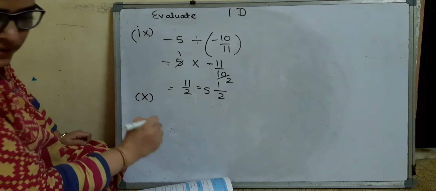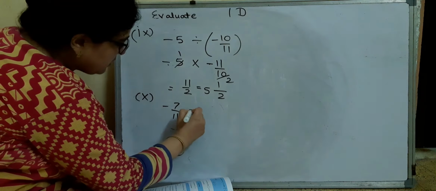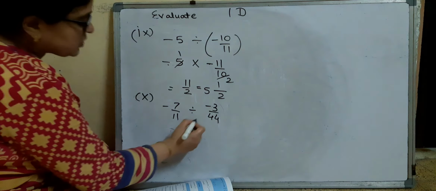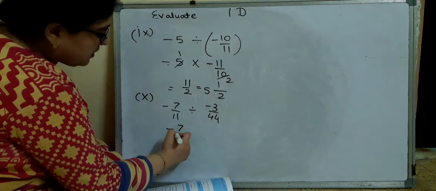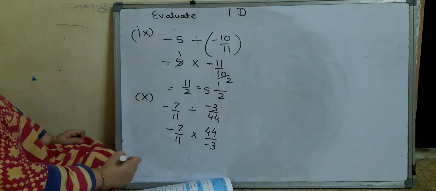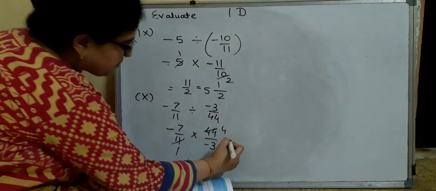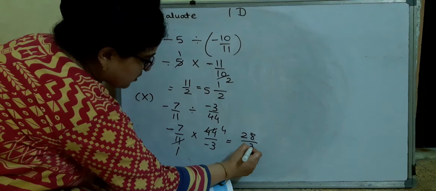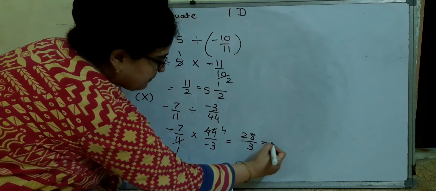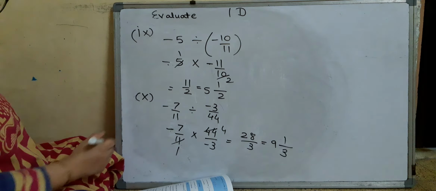Now 10th. Minus 7 upon 11 divided by minus 3 upon 44. So first of all you have to take the reciprocal of this number. Multiplication, 44 upon minus 3. Now 11 1s are 11, 11 4s are 44. Minus times minus is plus, 7 4s are 28 upon 3. Now this is an improper fraction, convert to a mixed fraction. So 3 9s are 27, remainder 1. 9 1 upon 3 is the answer.